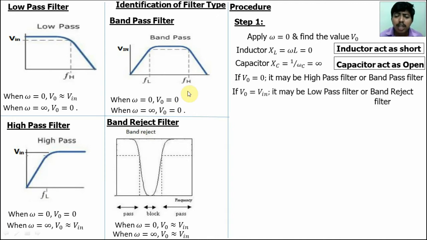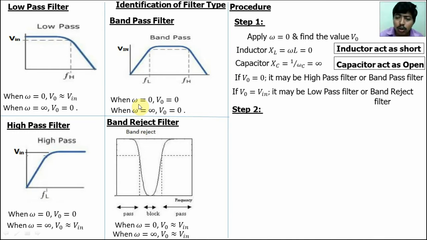If V0 has some magnitude, V0 is equal to Vin when omega is equal to 0, it may be a low pass or band reject filter. By using this step 1, we may eliminate any two types of filters. We can choose any two filters.